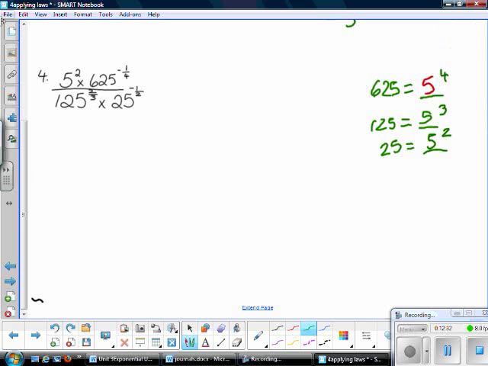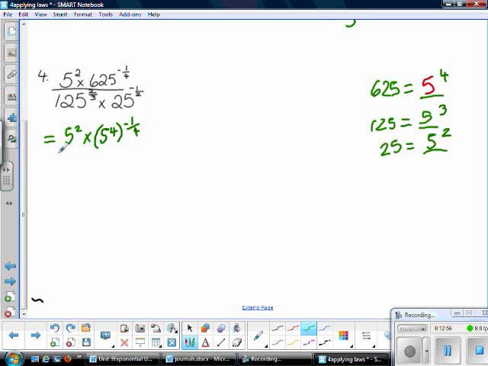So that's the first step that we're going to do. Okay, so this one, I'm going to put it directly underneath. So 5 squared is going to stay as 5 squared. Our 625 is going to change to 5 to the power of 4. And remember, that is already to the power of -1/4.